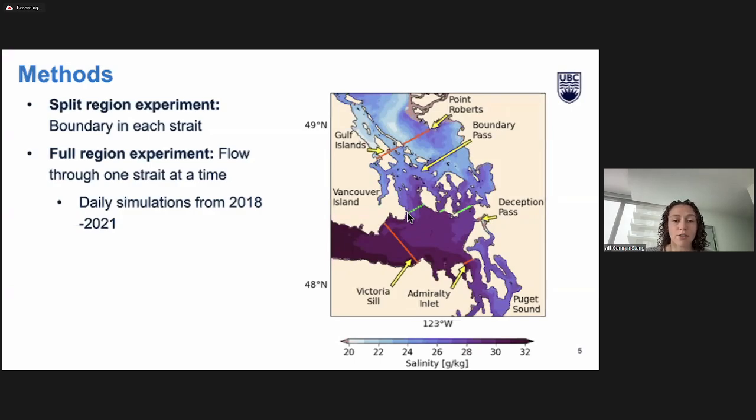And then to get a time series of water transport, I run daily simulations where I release particles every day for 4 years from 2018 to 2021.